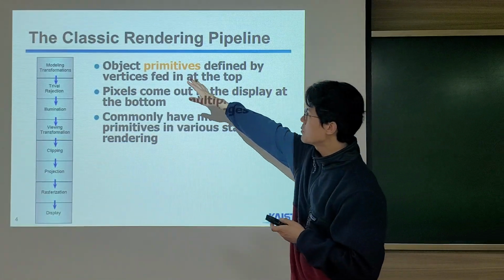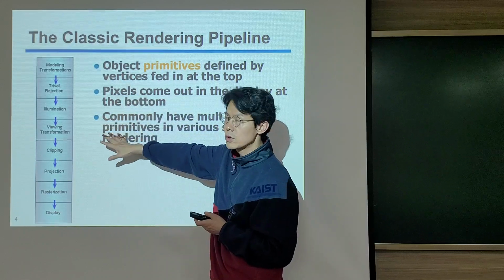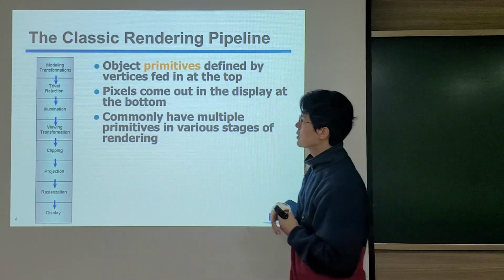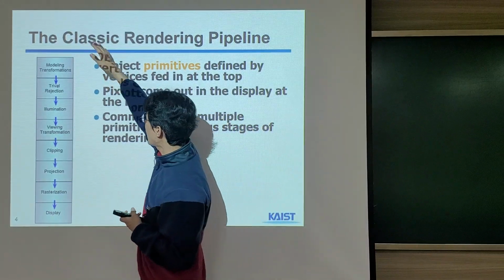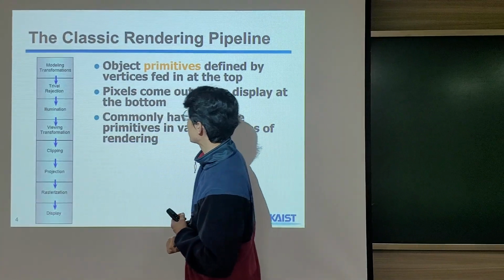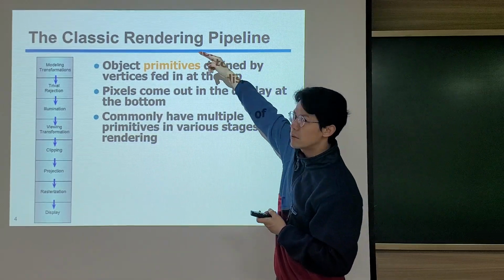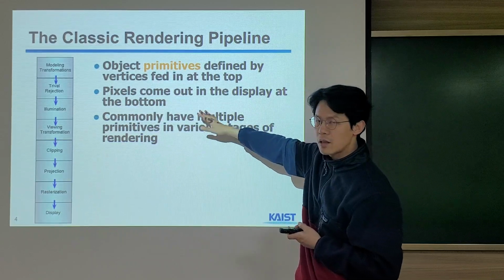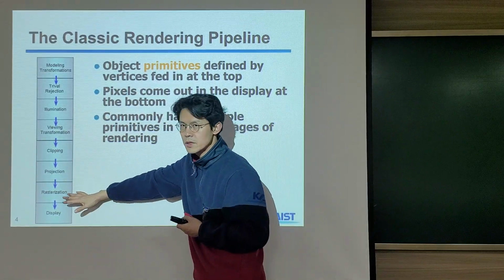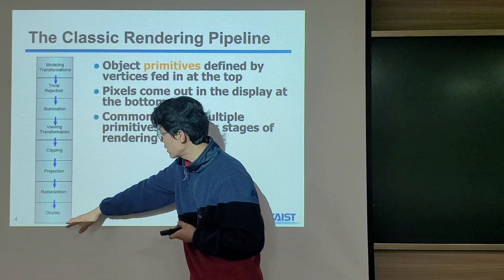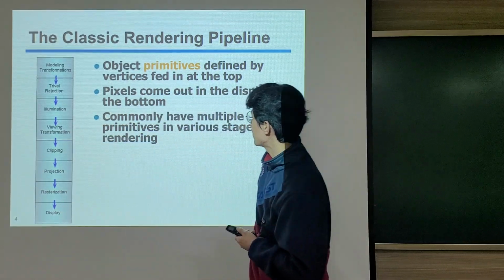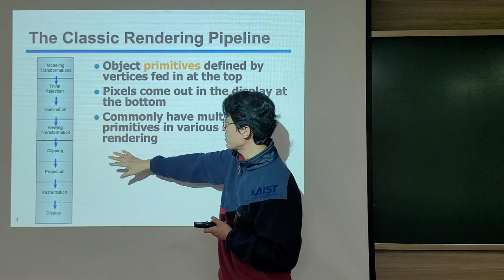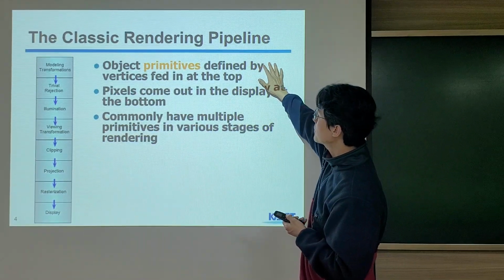Okay, so here I'm showing a schematic view of the classical rendering pipeline. Basically, we define some triangles on top of this rendering pipeline. So we provide a triangle to this pipeline, and in the end, we get some color at each pixel coming out of the rendering pipeline. And we typically have multiple steps, which is why we call it a rendering pipeline.